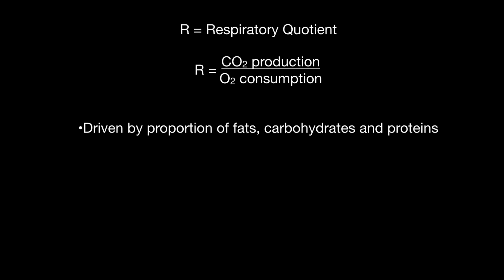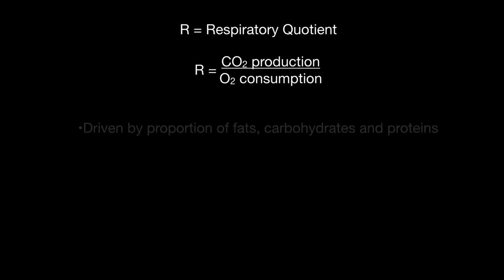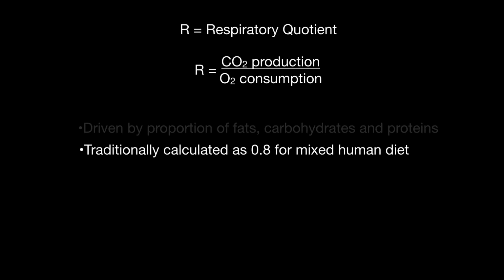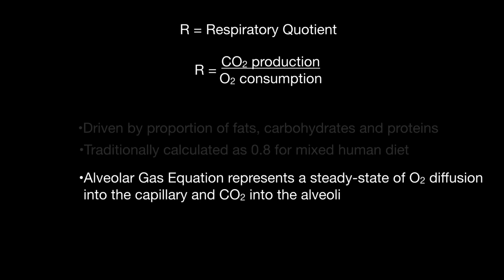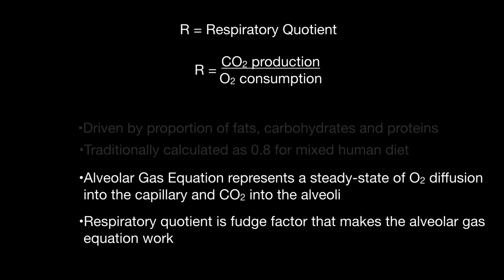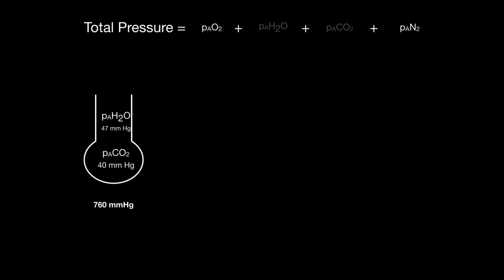This is driven by the proportions of fats, carbohydrates, and proteins, and it's traditionally calculated as 0.8 for a mixed human diet. This is more than most people need to know. What people need to know are the following. The alveolar gas equation represents a steady state of oxygen diffusion into the capillary and CO2 into the alveoli. And the respiratory quotient is literally the fudge factor that makes the alveolar gas equation work. Because when we go back to Dalton's law, what we know is the partial pressure of CO2 in the artery. And we use that 0.8 to make it the partial pressure of oxygen in the alveoli.